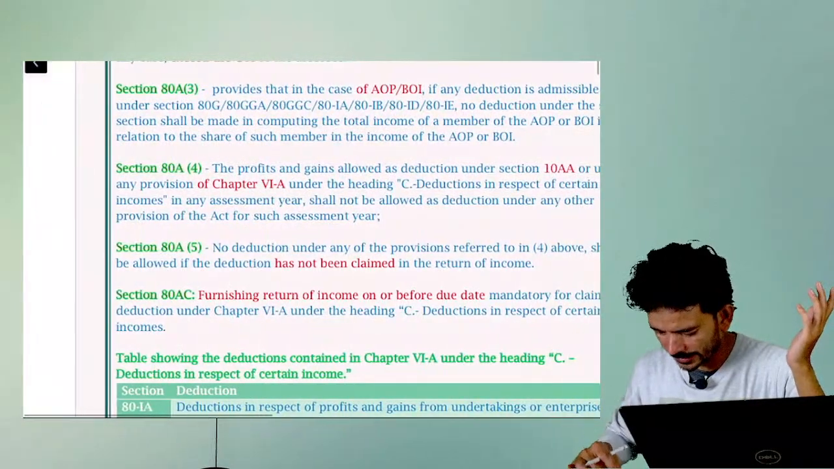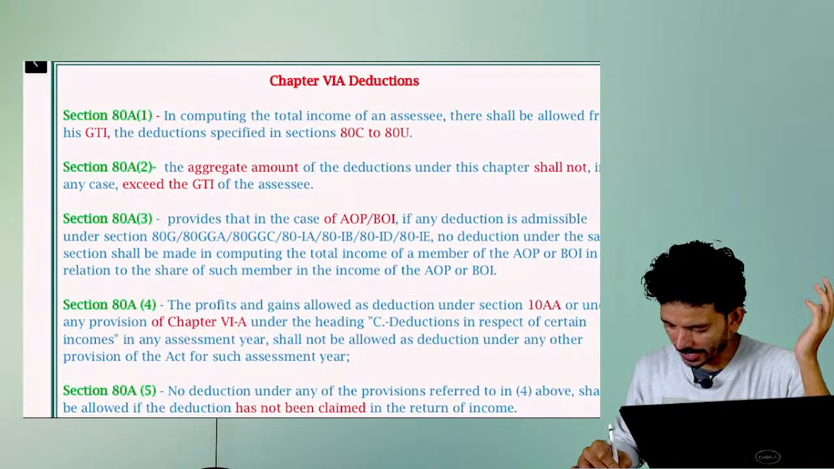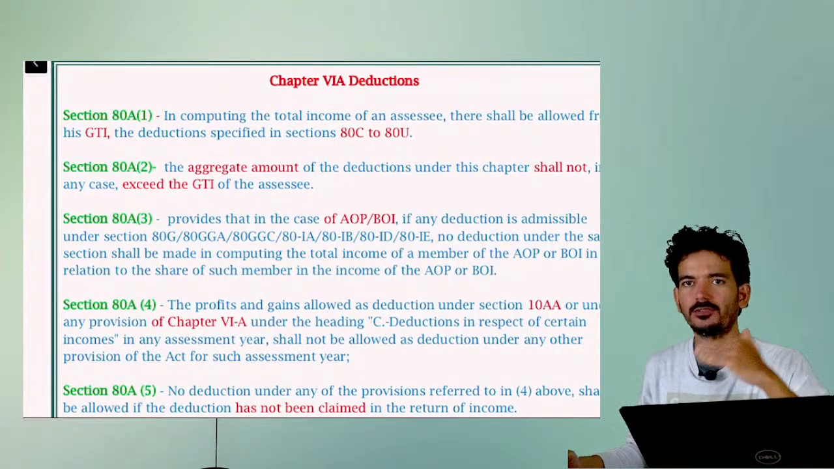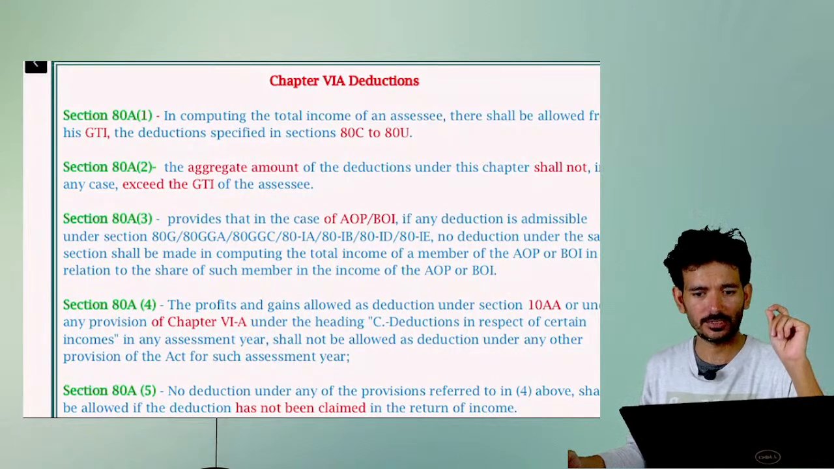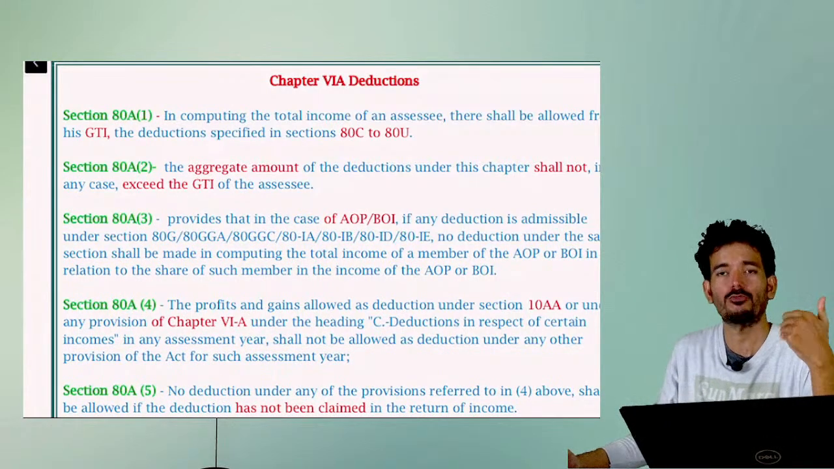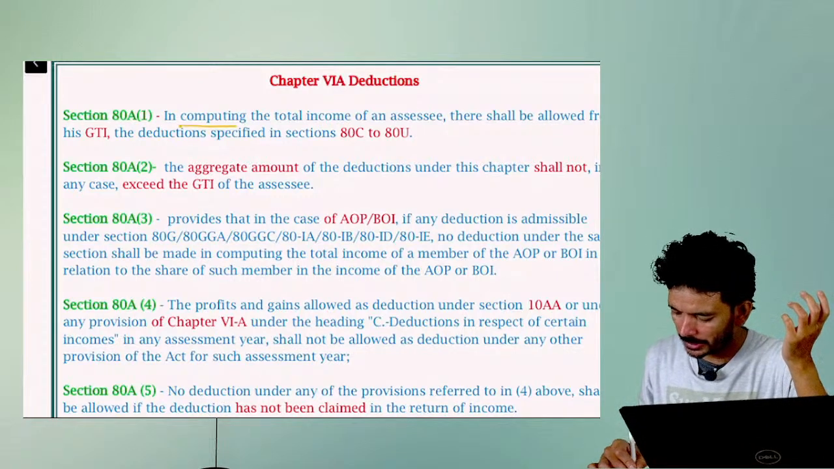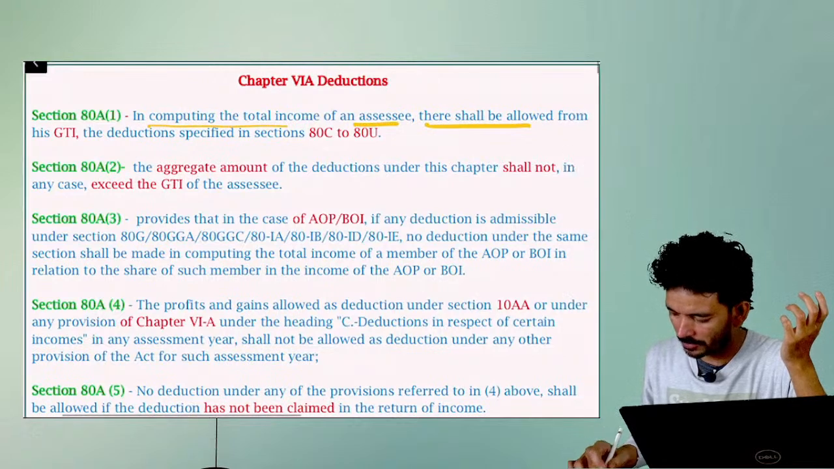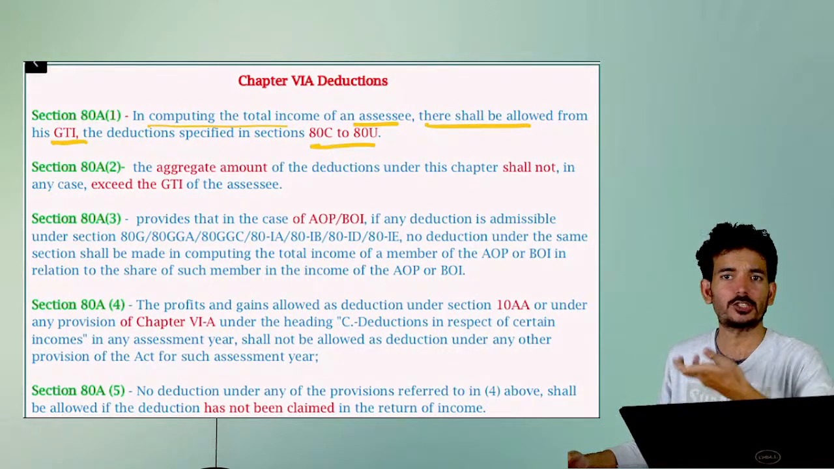So let's start. Section 80IA. I have given these sections section-wise, but not necessarily do you have to remember all the sections. I'll tell you wherever a section is absolutely important and you have to focus more on remembering it. These are just to help us understand. In computing the total income of an assessee, the deductions specified under sections 80C to 80U are allowable from the gross total income. I just said it.